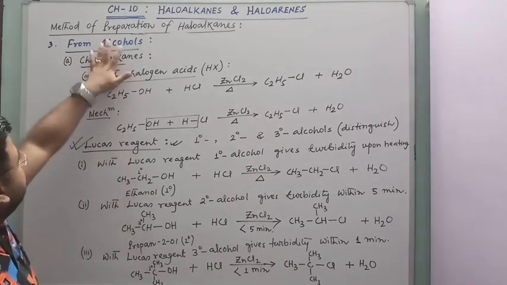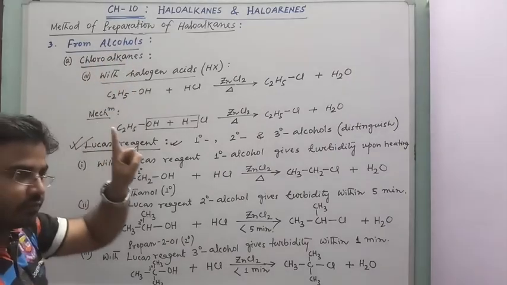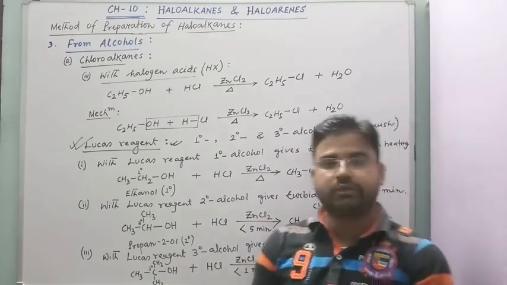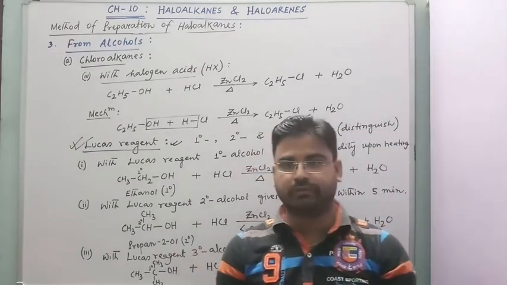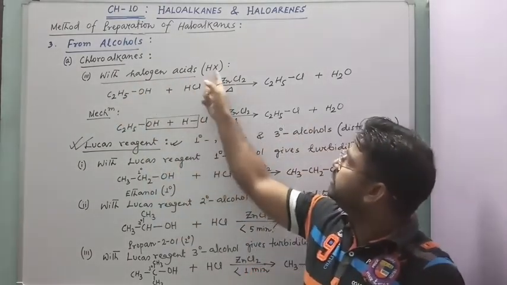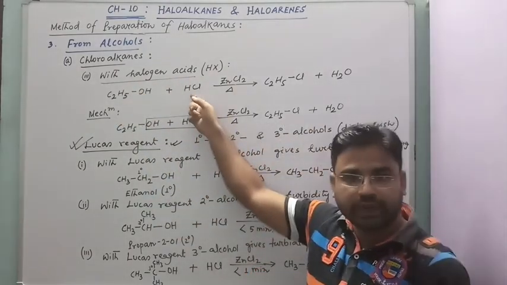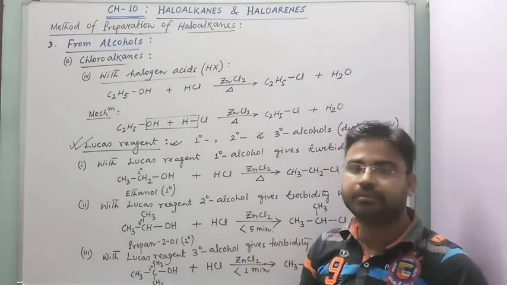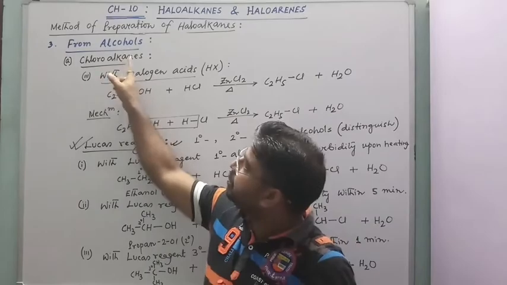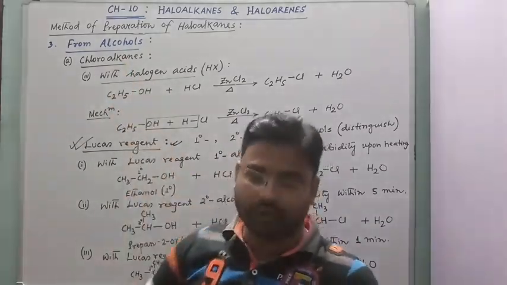So from alcohol, by using PCl5, we can prepare chloroalkane. By using SOCl2, thionyl chloride, chloroalkanes are formed. And also by using halogen acid like hydrochloric acid, haloalkanes can be prepared. Now how can you prepare bromoalkane from alcohol?